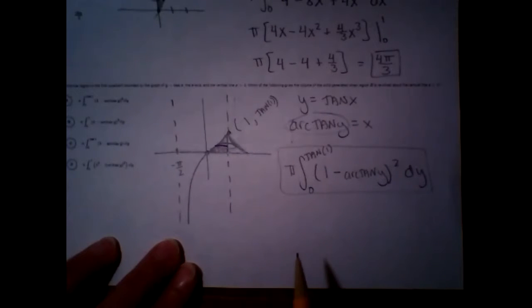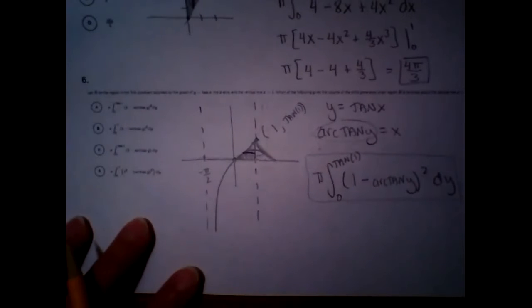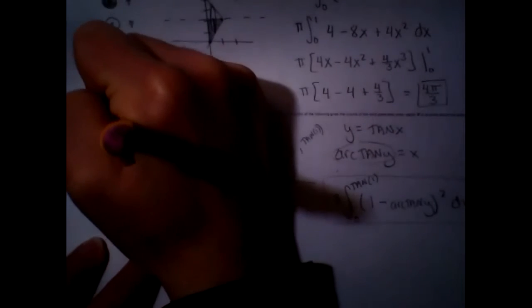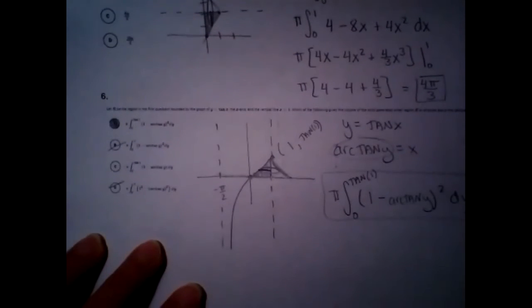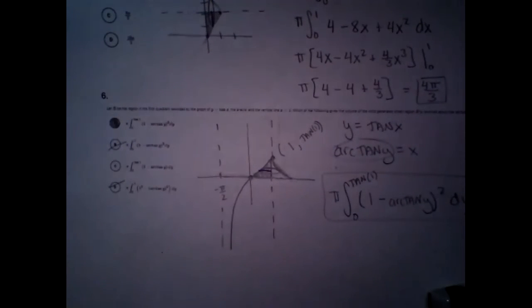So now here's where I stumbled a lot of the time because these all look the same to me. All right, pi, 0 to tangent of 1. All right, so it can't be either of these. And then it is 1 minus arctangent of y squared. So that is going to be A. But C looks almost identical. They just didn't put the squared in there. So you have to be really, really, really careful.